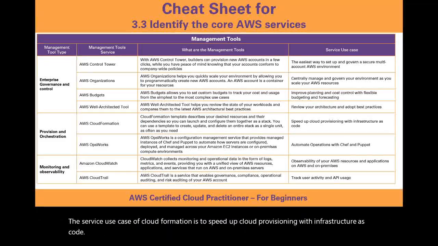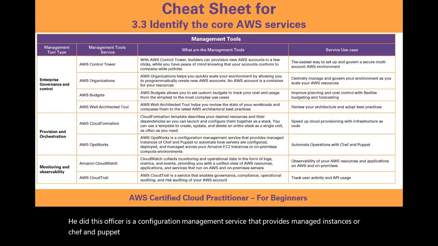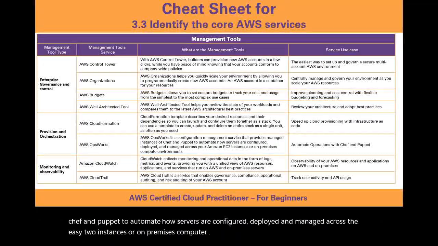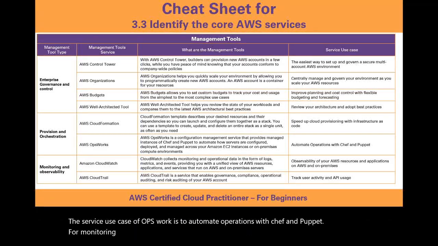AWS OpsWorks is a configuration management service that provides managed instances of Chef and Puppet to automate how servers are configured, deployed, and managed across your EC2 instances or on-premises compute environments. The service use case of OpsWorks is to automate operations with Chef and Puppet. For monitoring and observability, we have Amazon CloudWatch and CloudTrail that you should be aware of for the AWS Certified Cloud Practitioner exam.